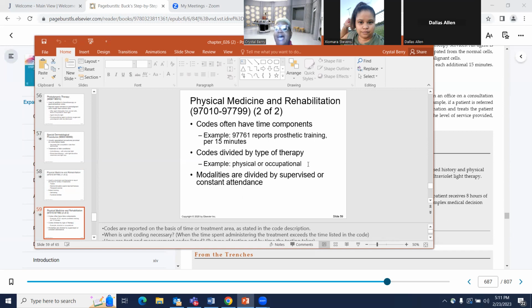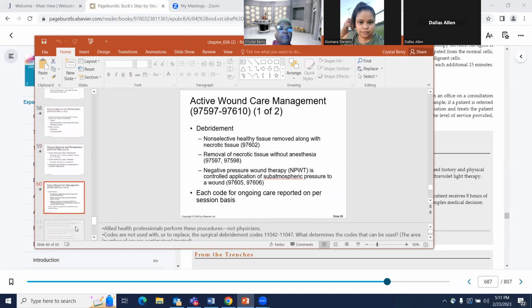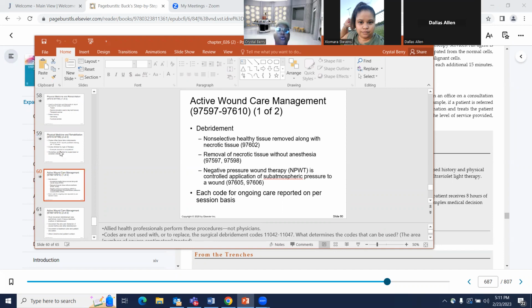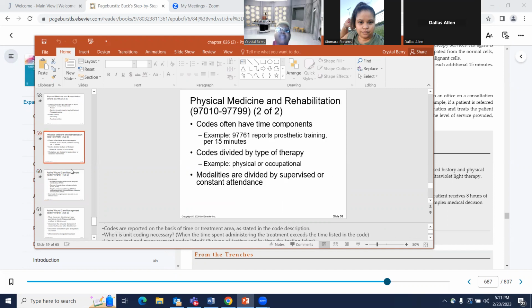Codes divided by type of therapy. Example, physical or occupational. Modalities are divided by supervised or constant attendance. And for modalities, for this answer, 97010, if you look under it, it said supervised. Those two slides gave the answer to the question that's on your exam.